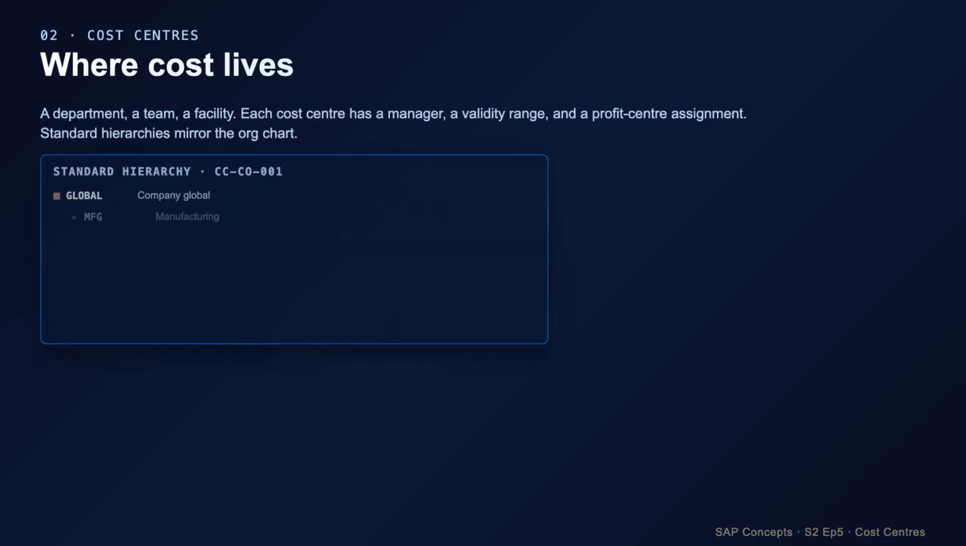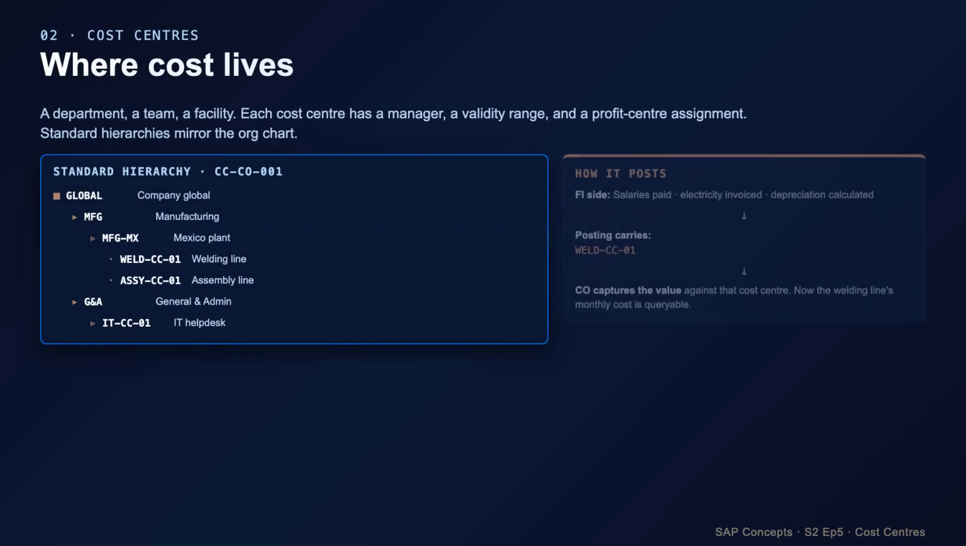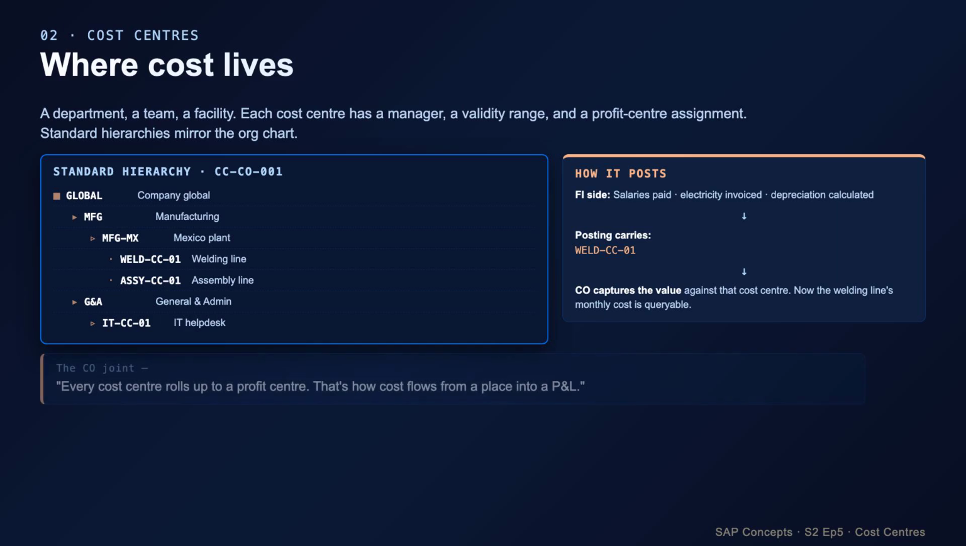A cost center is a place in the organization where cost is incurred and accumulated. A department, a team, a facility, the IT help desk, the welding line, the marketing team, the procurement office. Every cost center has a manager, a validity range, and a profit center assignment. That's how cost flows from controlling to a P&L.